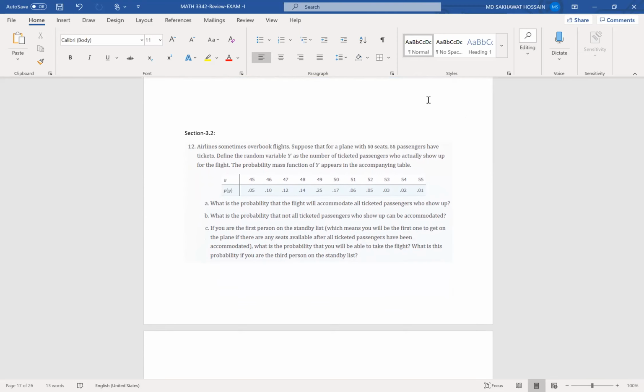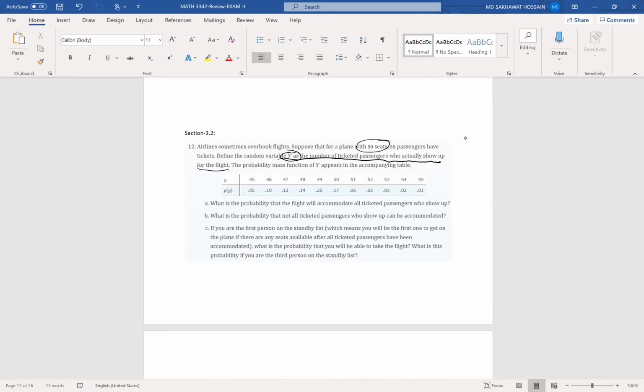Okay, thank you. So from section 3.2 we have this question, which is a really very nice question. Airlines sometimes overbook flights. Suppose that for a plane with 50 seats, 55 passengers have tickets. So the plane has 50 seats, but they sold 55 tickets. Define the random variable y as the number of ticketed passengers who actually show up for the flight. So y is the random variable, which is the number of ticketed passengers who actually show up on that day.